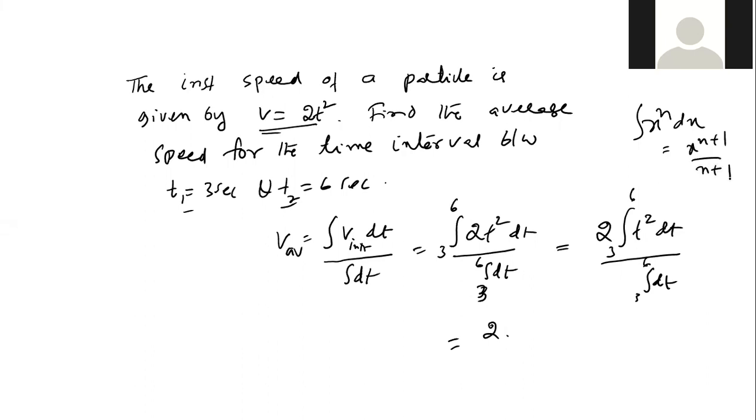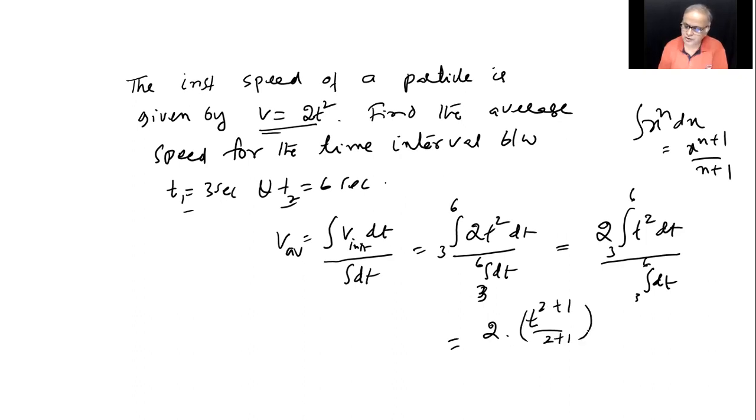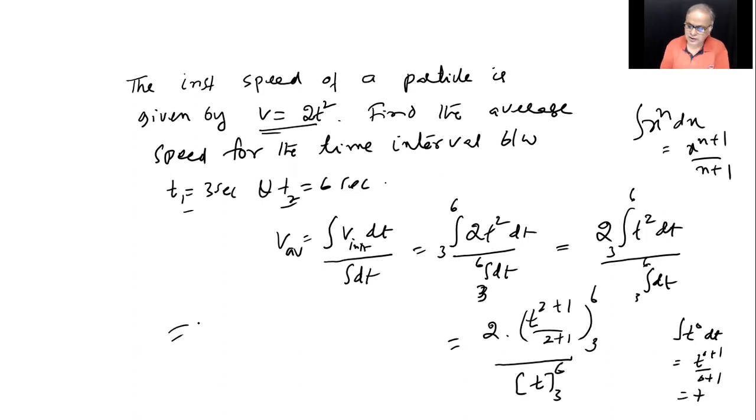Yes, sir. So t to the power 2 plus 1 by, isn't it, between 3 and 6. 3 to 6. This is integral dt, what is it? It is like t to the power 0 dt, which is t to the power 0 plus 1 by 0 plus 1, t. So t between 3 and 6, right? So all this will be equal to what?